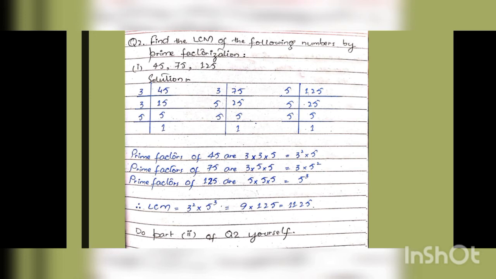Therefore the least common multiple is basically the highest power of the numbers. We have 3 raised to the power 1, we have also 3 raised to the power 2, but we will pick up 3 raised to the power 2 here.